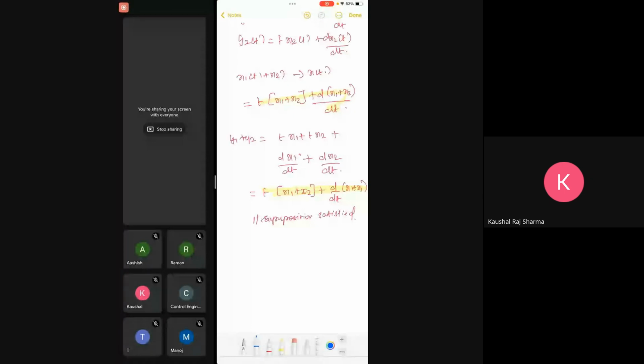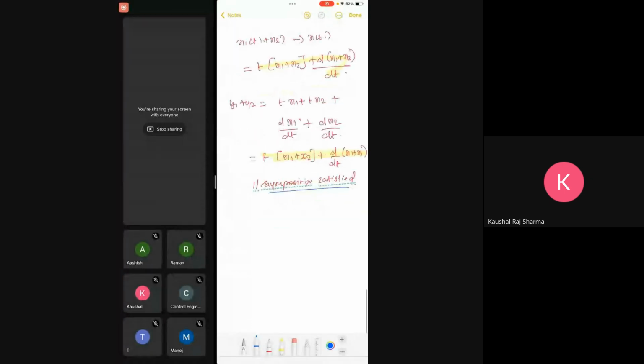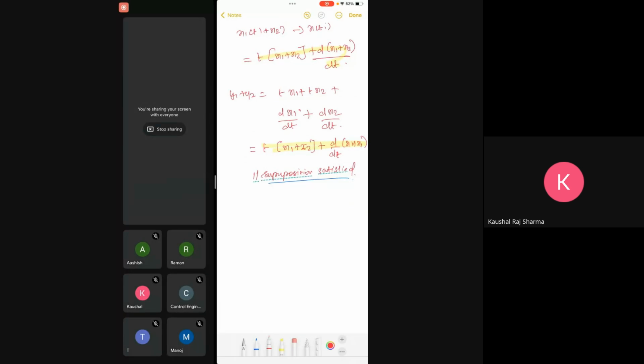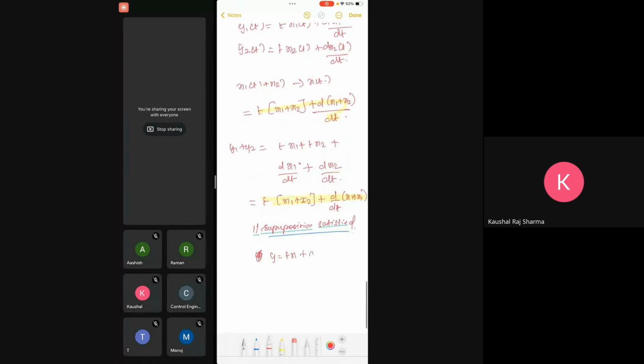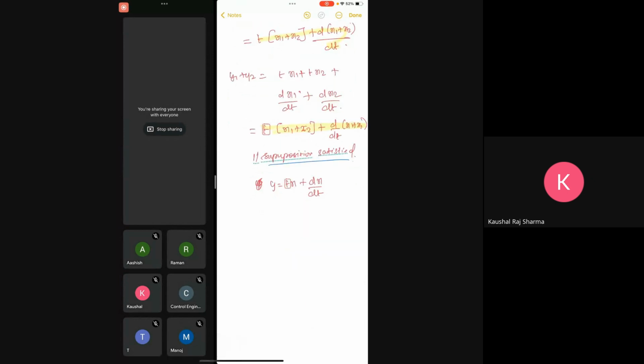Good. Now the next point is homogeneity. Sometimes a system satisfies superposition. It can be written as y, I can keep it like that, right? y equal to tx plus dx by dt. This is the actual system. I'm going to multiply it with a scalar. First, I'm going to multiply x with the scalar and replace it with x.